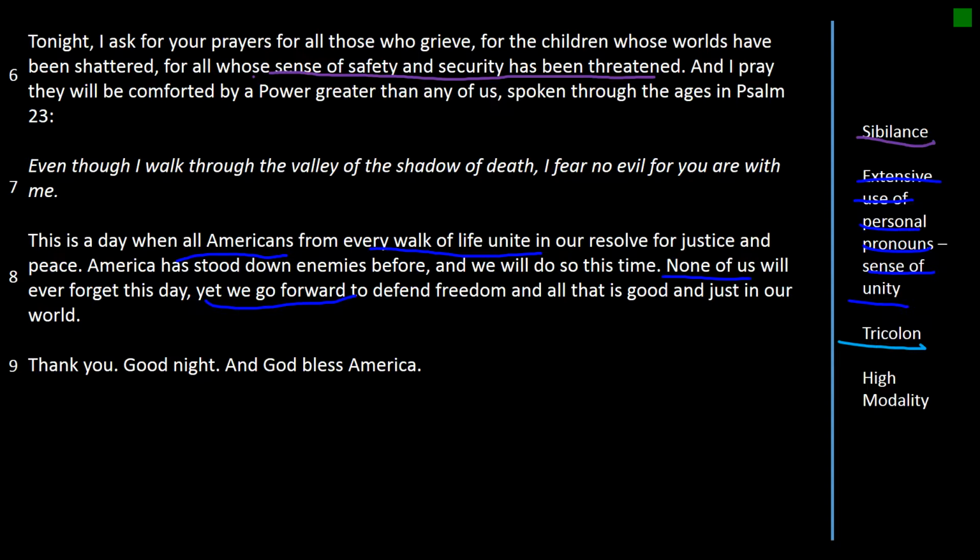Tricolon is our use of threes, so emphasizing ideas, listing them. That happens in our salutation. Thank you, good night, and God bless America. Again, high modality features in this part of the speech, reinforcing that we will do something, okay, and that we will never forget. So we will never forget this day.